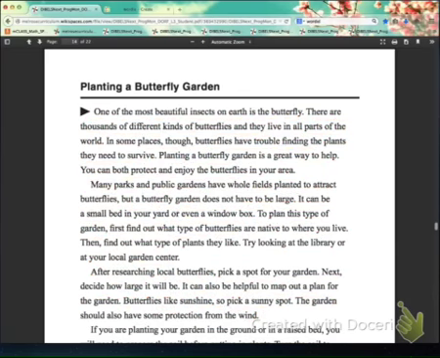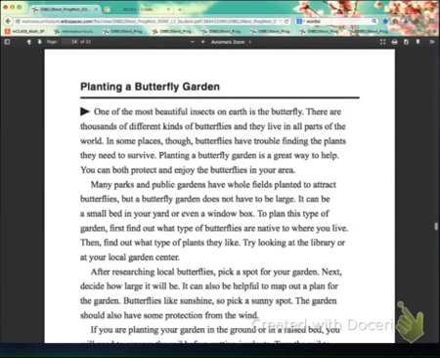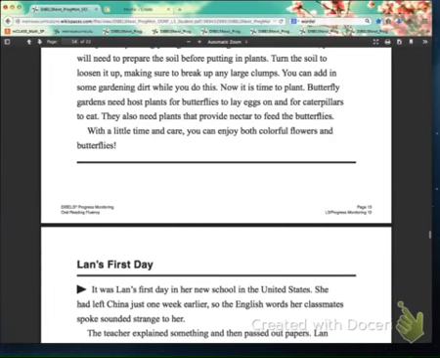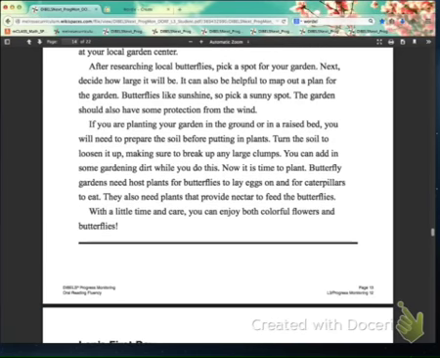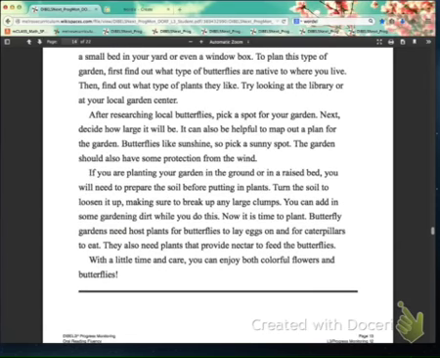If you are planting your garden in the ground or in a raised bed, you will need to prepare the soil before putting in plants. Turn the soil to loosen it up, and make sure to break up any large clumps. You can add in some garden dirt while you do this.